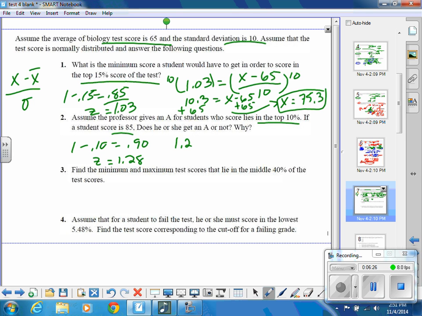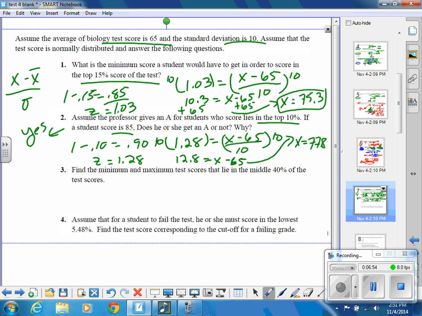Same formula, 1.28 is equal to x minus 65 all over 10. Multiply by 10, multiply by 10, you get 12.8 is equal to x minus 65. Add your 65 on over. I'm going to skip that step here. You get x is equal to 77.8. So if 77.8 is the minimum cutoff for top 10%, if the student has an 85, yes, they did get an A. The reason why, and I'm just going to tell you, not write it down, is that the minimum score is 77.8. The student got an 85. That's greater. Shows that they're in the top 10%, okay?